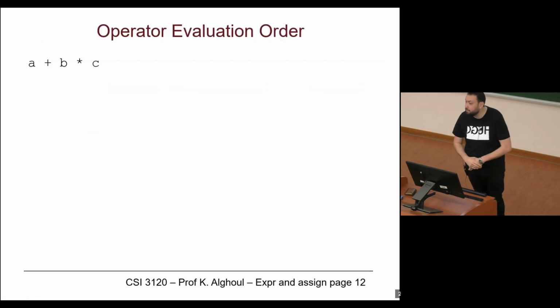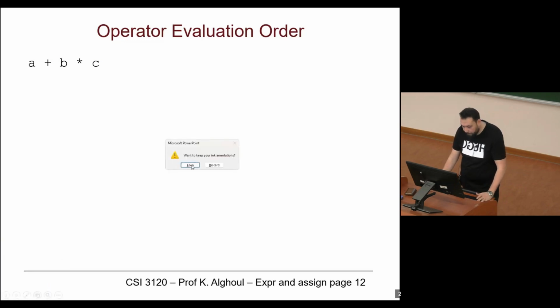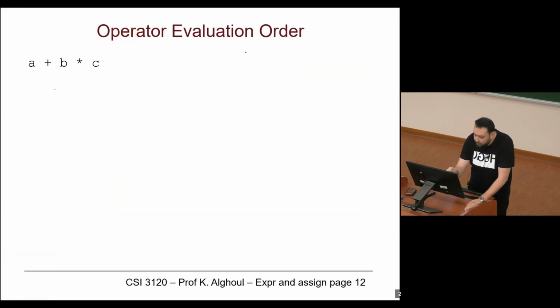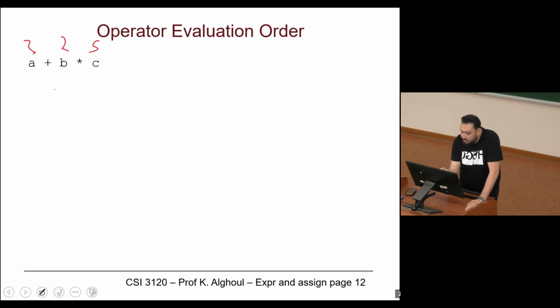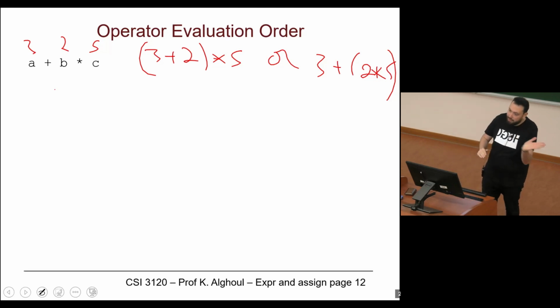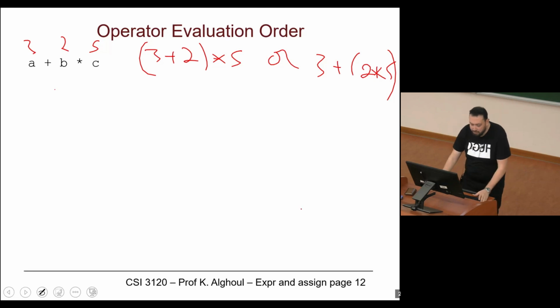So A plus B times C. What will happen, as we said, if I have 3 plus 2 times 5? I have two options, right? It's either (3 plus 2) times 5 or 3 plus (2 times 5). How am I able to solve this? If I'm reading from left to right, or if I'm reading from right to left. So that's what actually needs to be covered. So let's go step by step here.